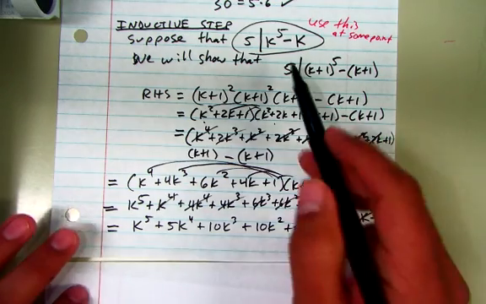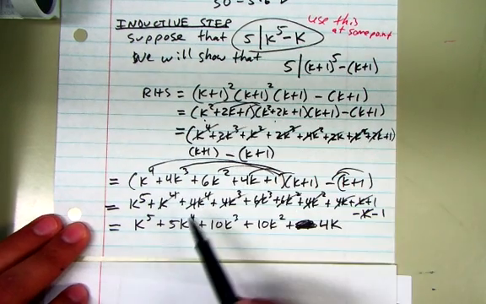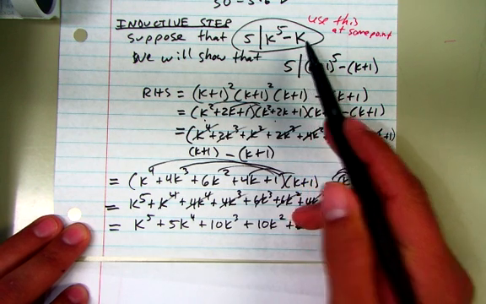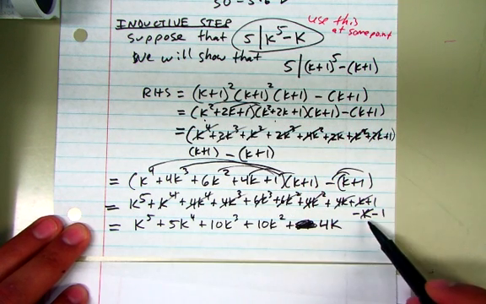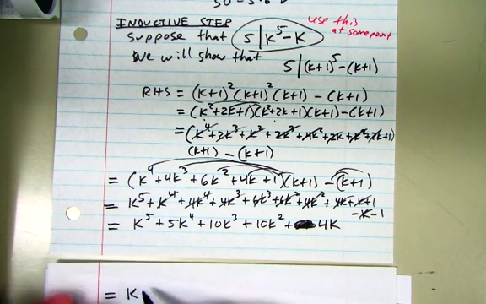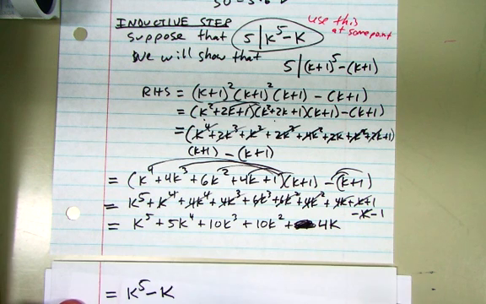I don't see that anywhere. I see a k to the 5. Do we see a minus k? We did, didn't we? Well, here's what we can do. Let's write k to the 5 minus k. Let's just put that together and leave everything else the way it was.